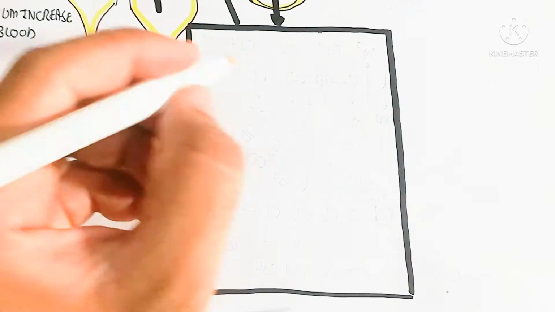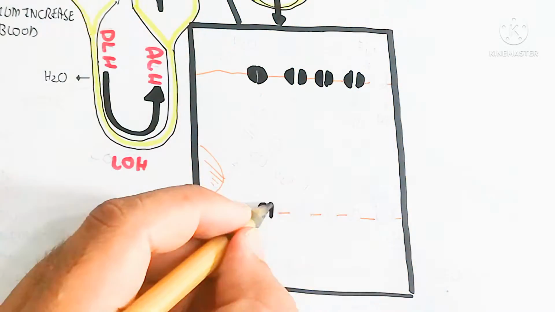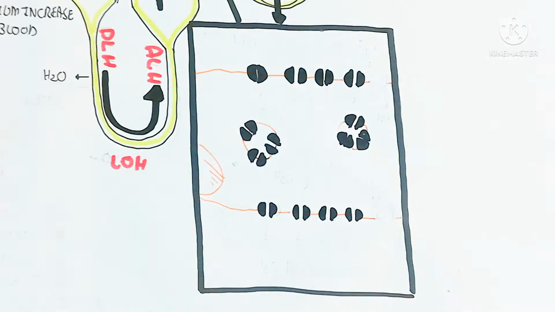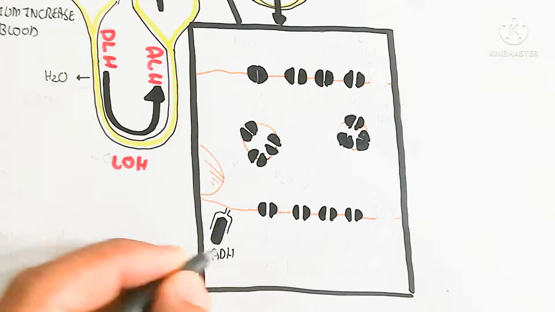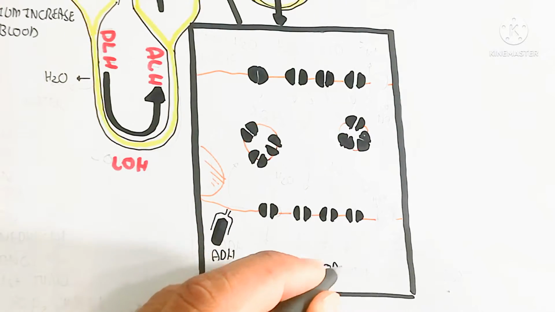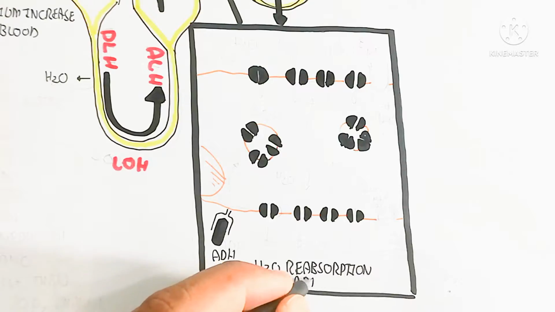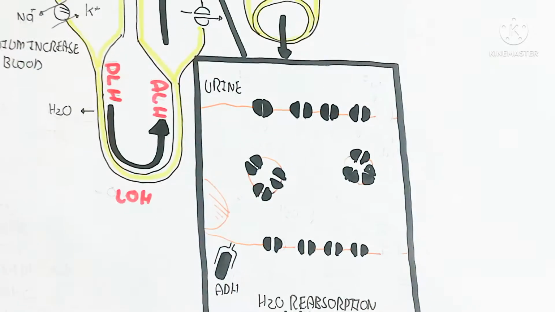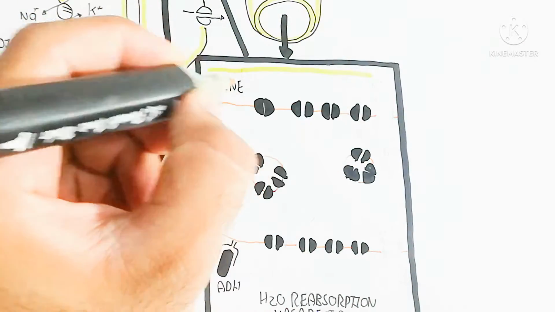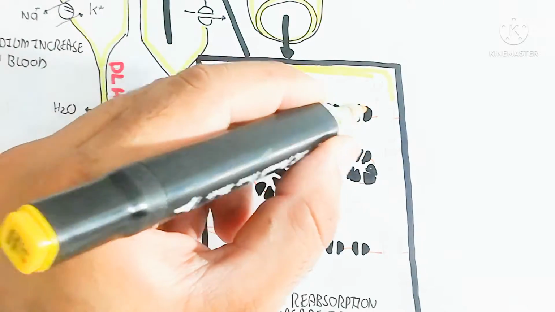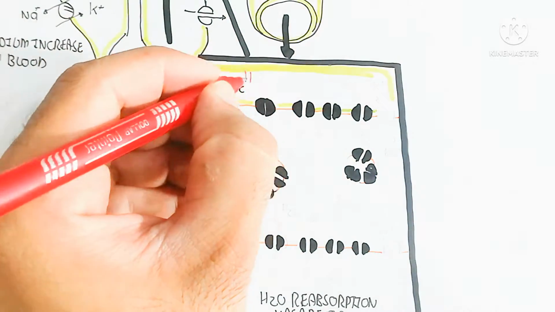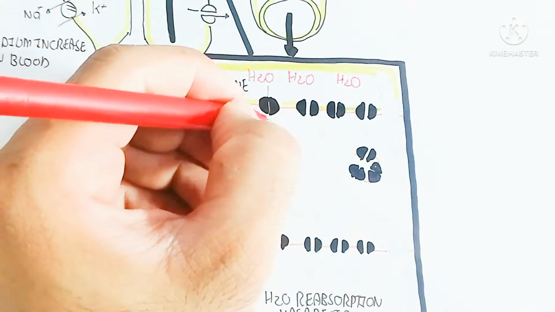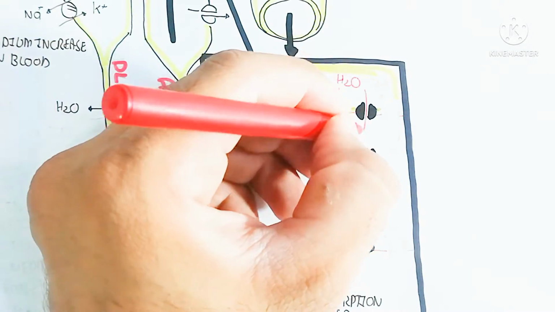When sodium is absorbed into the blood circulatory system, the increase of sodium leads to absorption of more water through the aquaporin channel in the distal convoluted tubule. Here you can see the reabsorption into the vasa recta, and this is the urine in the lumen of the distal convoluted tubule.